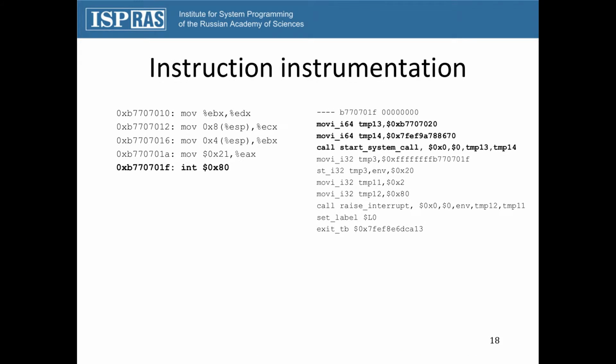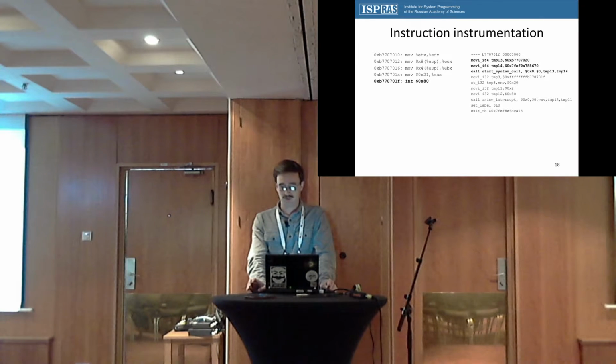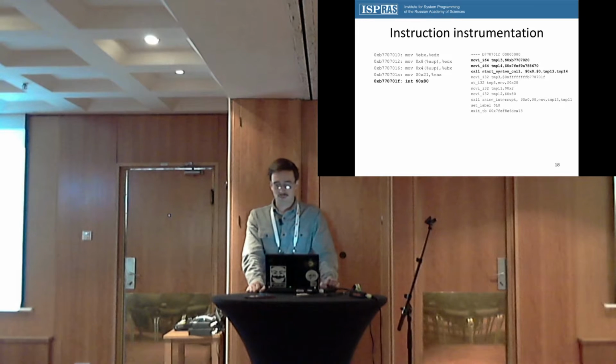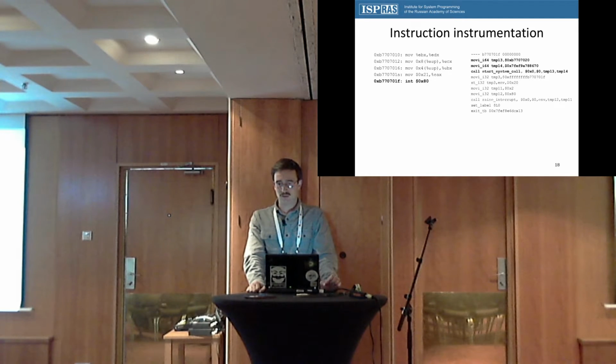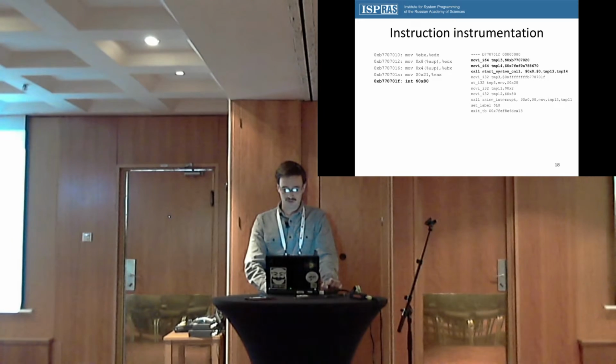This is a simple example of a system call in old Linux kernels. The system call is performed by interrupt 0x80. We intercept this opcode and insert our callback into the translation block before making the interrupt. That's how we can trace all system calls.